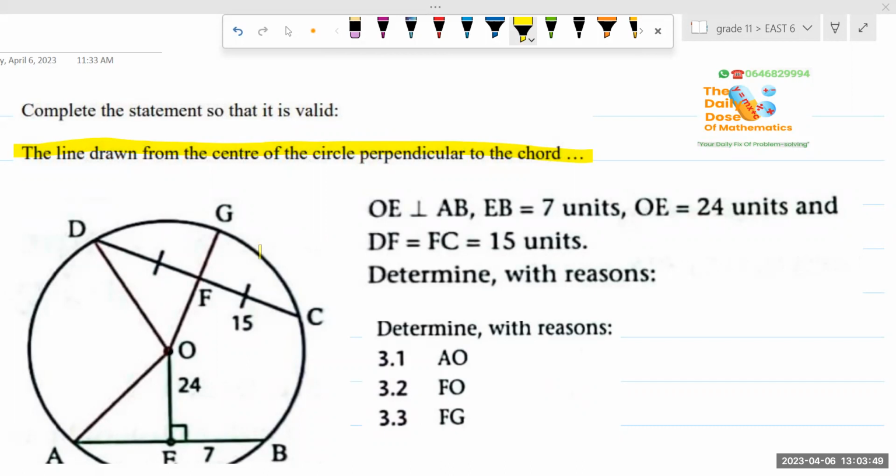Sir, can you complete the following statement such that it is valid? A line drawn from the center of a circle perpendicular to a chord. What is missing here? The piece. I got no idea.